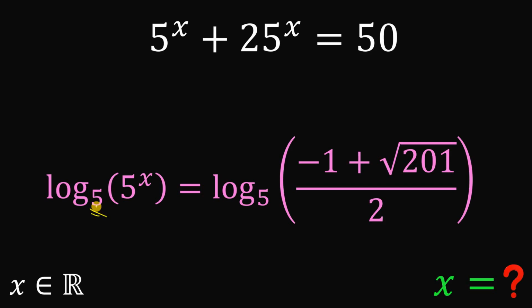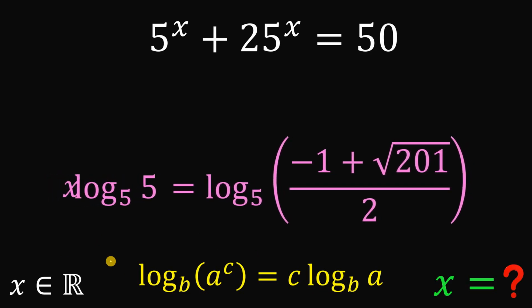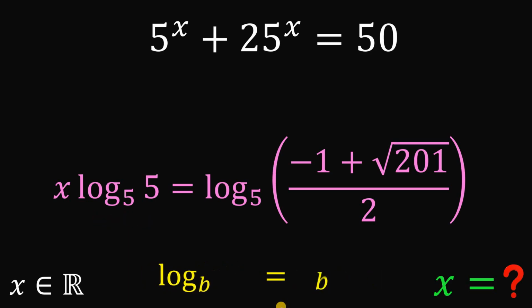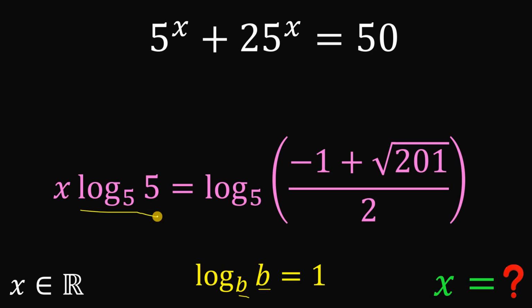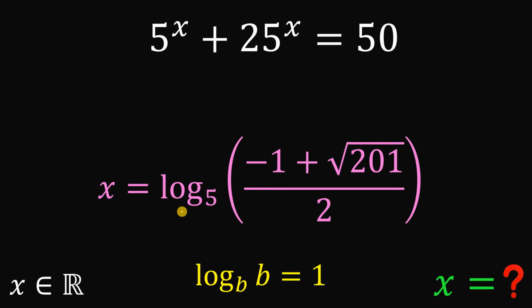First thing, let's use some laws or properties of logarithm. If we have logarithm of a raised to the power of c to the base of b, we can rewrite this in the form of c multiplied by logarithm of a to the base of b. So we can pull out this exponent c and put it in front like this. Now, here's a simple property of logarithm. If we have logarithm of b to the base of b, it must be equal to 1. So, logarithm of 5 to the base of 5 is just 1, leaving simply x. And there you go. That is the real value of x that satisfies this equation.